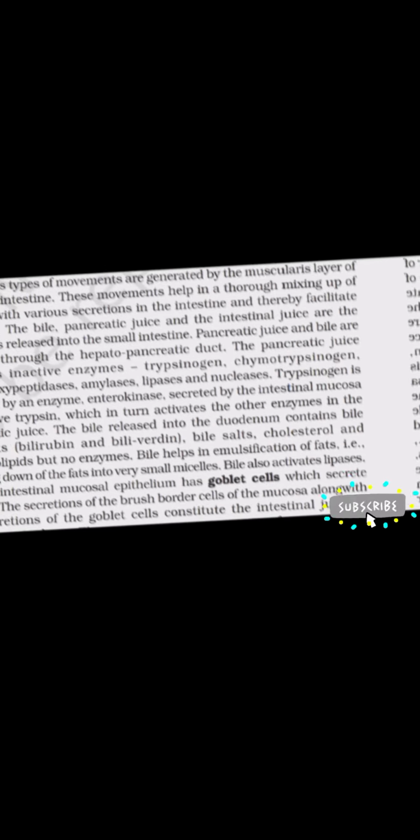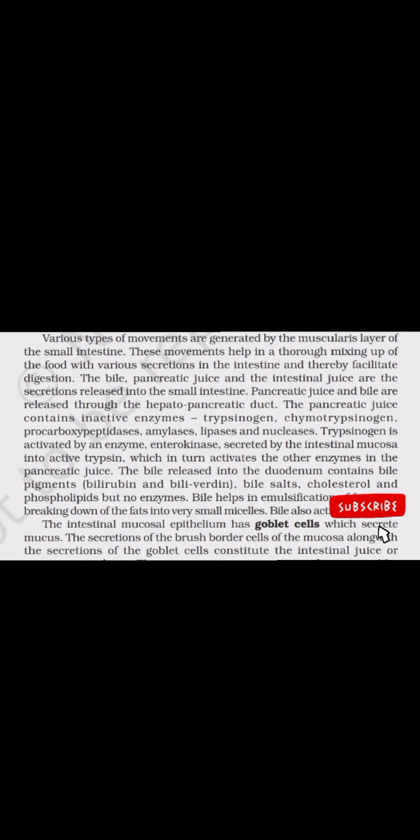The bile, pancreatic juice, and the intestinal juice are the secretions released into the small intestine. Pancreatic juice and bile are released through the hepatopancreatic duct. The pancreatic juice contains inactive enzymes trypsinogen, chymotrypsinogen, procarboxypeptidases, amylases, lipases, and nucleases. Trypsinogen is activated by an enzyme enterokinase, secreted by the intestinal mucosa, into active trypsin, which in turn activates the other enzymes in the pancreatic juice.